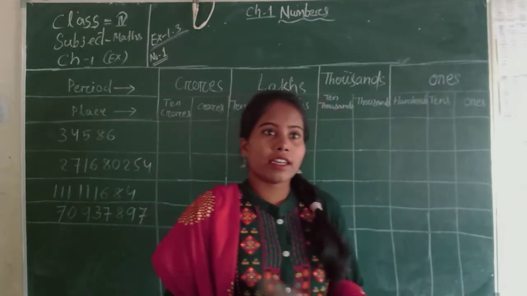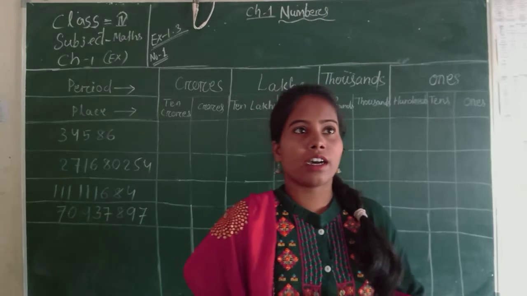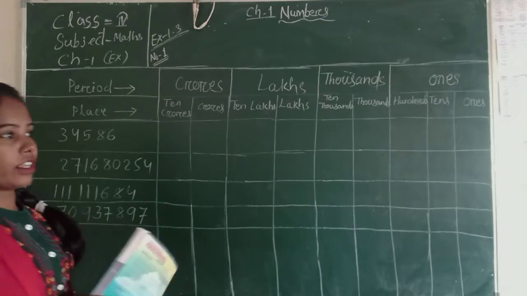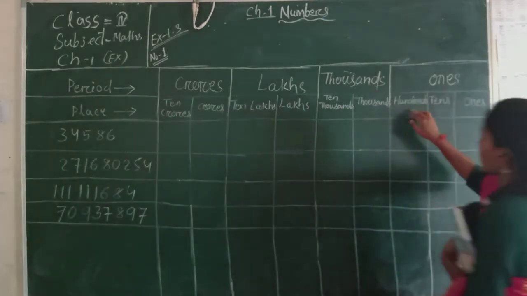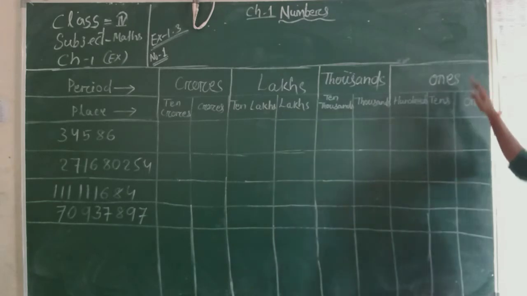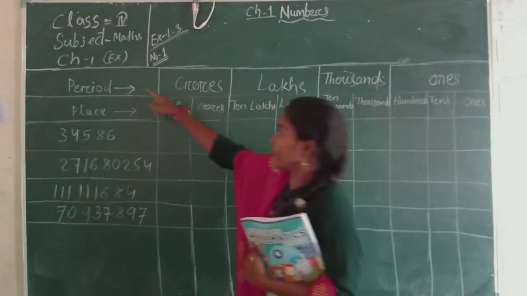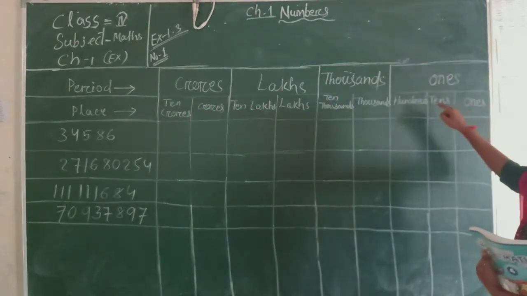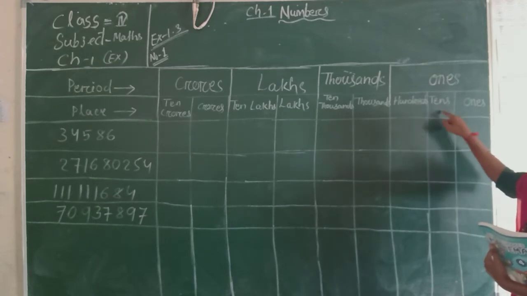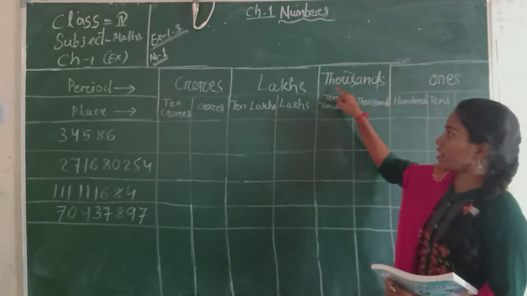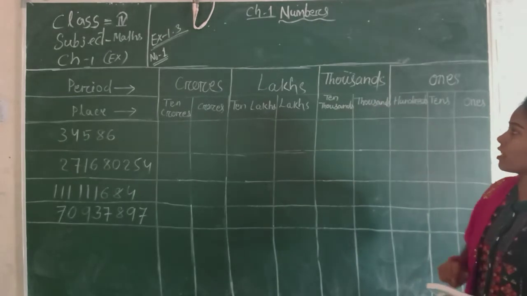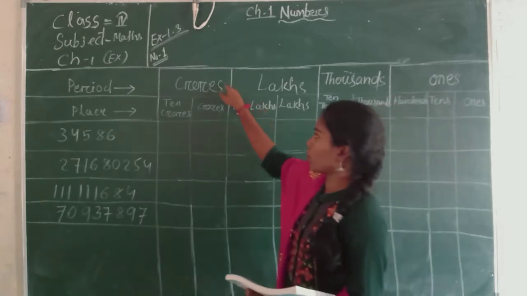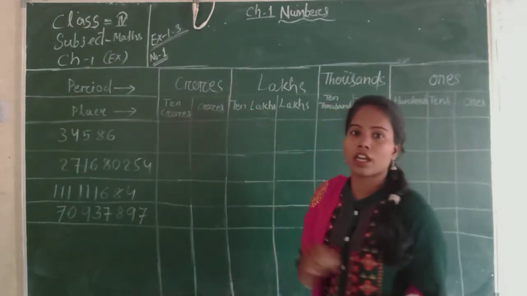So in a number we have how many periods? 1, 2, 3, 4 periods. In one's period there are 3 places: 100's place, 10's place and 1's place. In 1000's period there are 10,000's place and 1000's place. In lakhs period there are 10 lakhs and lakhs. In crore period, 10 crores and crores.